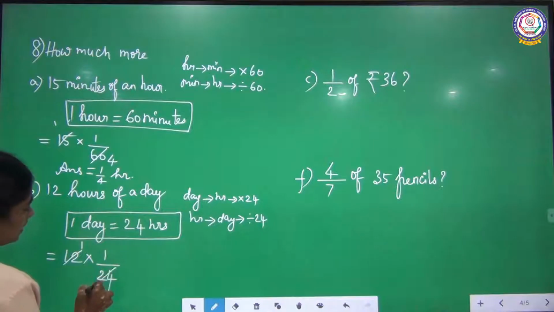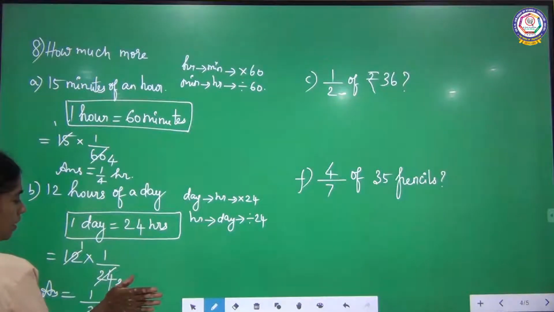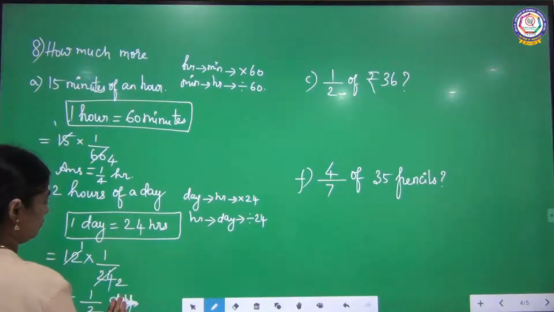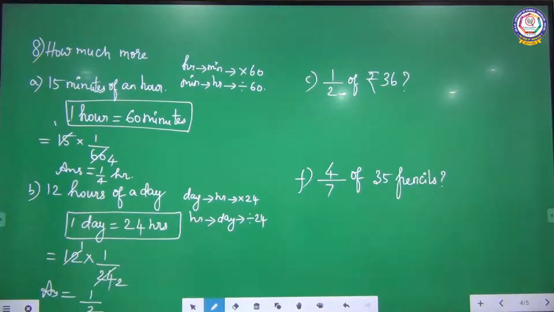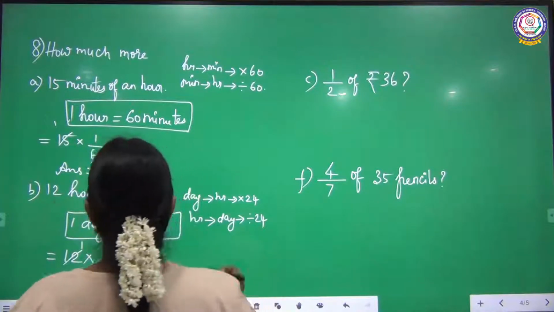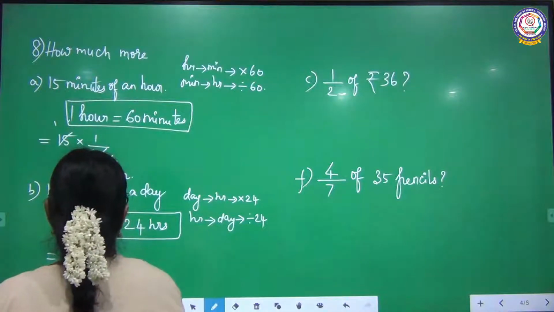So 12 ones are 12, 12 twos are 24. So 1 by 2 day. 12 hours of a day is what? 1 by 2 day. So the answer is 1 by 2, half a day.